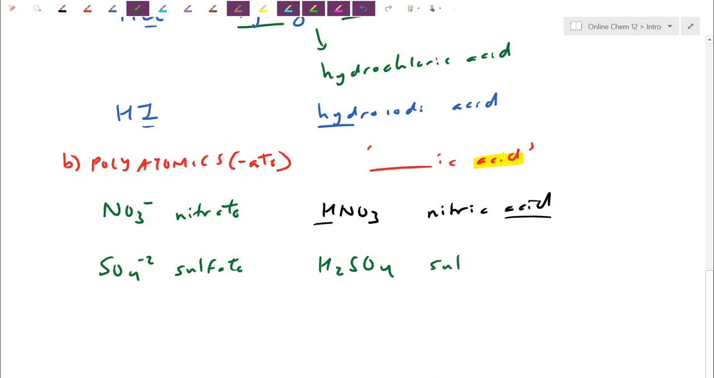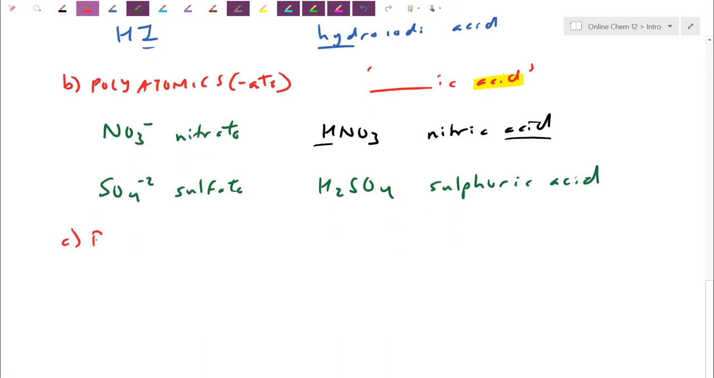We just keep in one other syllable there, so we'll call this one sulfuric acid, as opposed to just keeping it as hydrogen sulfate. The last category for acids: what if the acid is built off a polyatomic that actually ends in ITE instead? For ITE, again, we drop the hydro, we just change the ending to OUS acid.